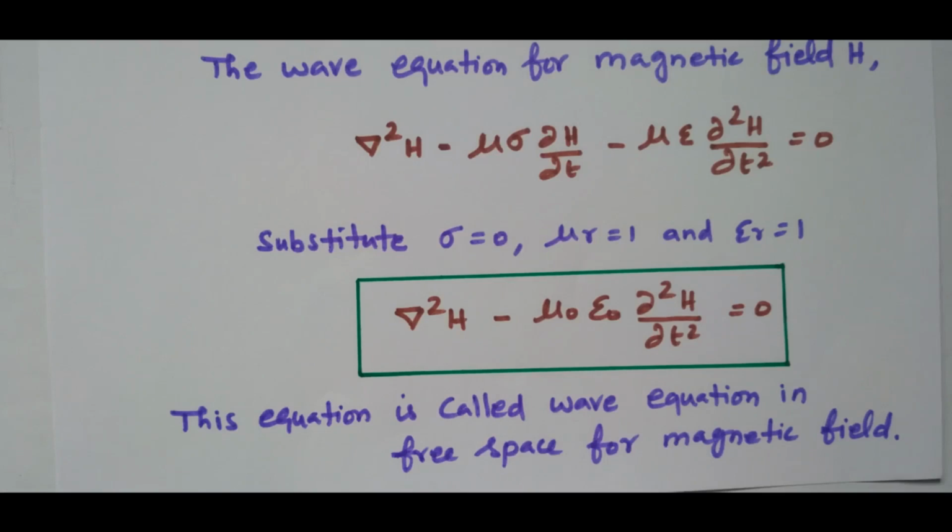So in this video we discussed the definition of the wave, then properties of uniform plane wave, when a wave is termed a uniform plane wave by satisfying the properties. Then wave equation for electric field as well as magnetic field. Then wave equation for free space both for electric field and magnetic field. These topics are discussed. Thank you.